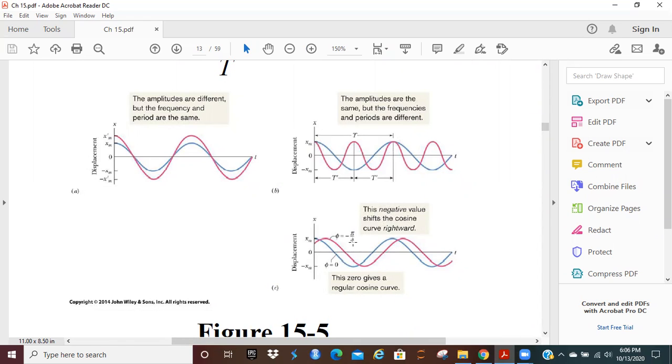And you can see here, if the phase is 0, this is where we're going to start out. But if the phase is minus pi over 4, it's going to move this particular graph out.